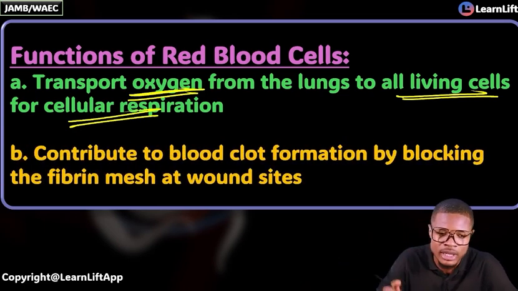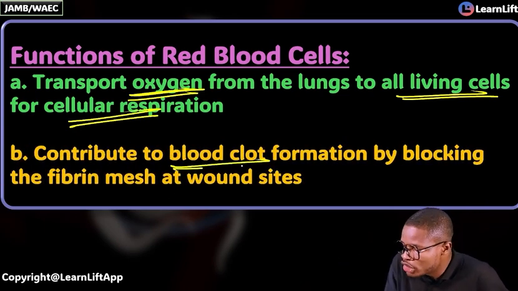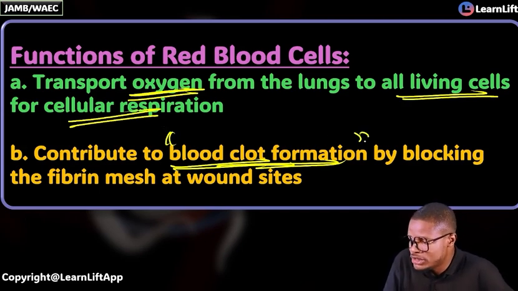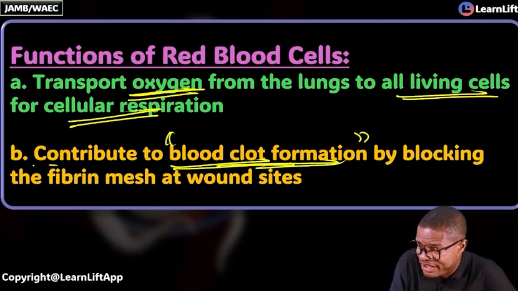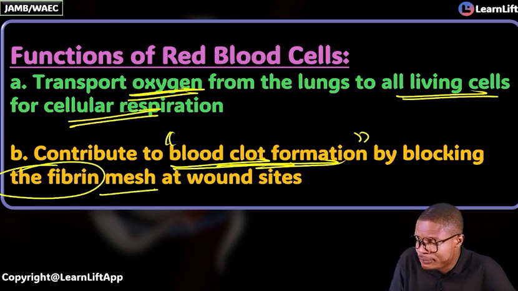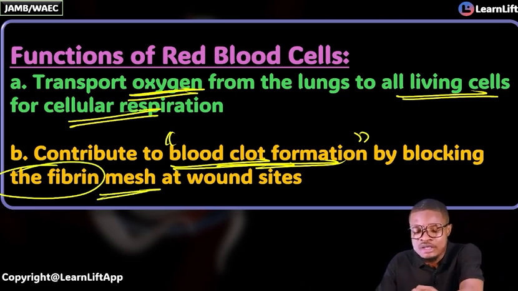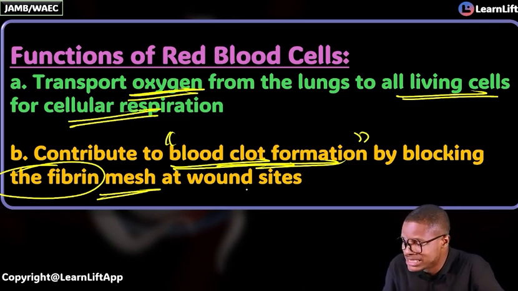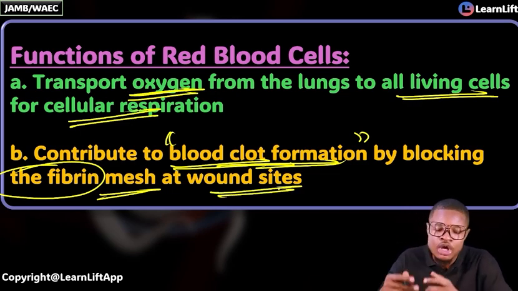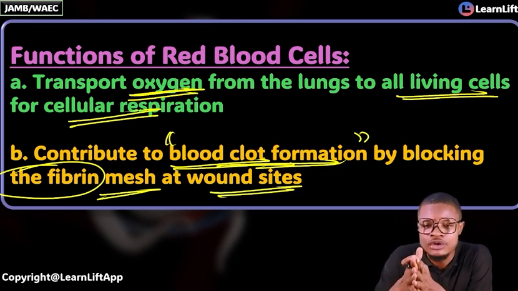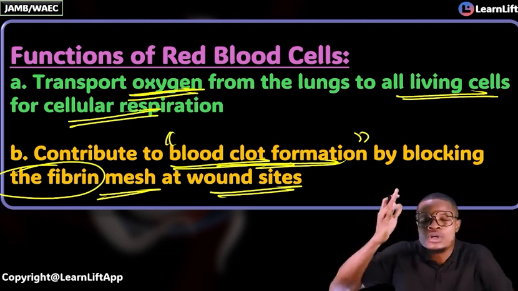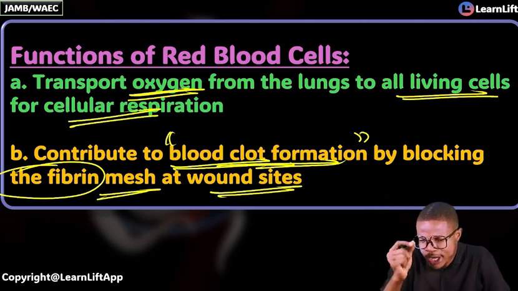Number 2, very quickly, they contribute to blood clot formation. Oh yes, so they assist in your blood clotting by blocking the fibrin mesh. If somebody gets injured and the wound is not healing, you form your fibrin mesh, right? What blocks that fibrin mesh? Red blood cells, as the wound site heals. Are you getting it now? So that's the function of your RBC, 2 major functions. That's all. If you get that very quickly with me, that means you understand it to the core. You know it very, very well.